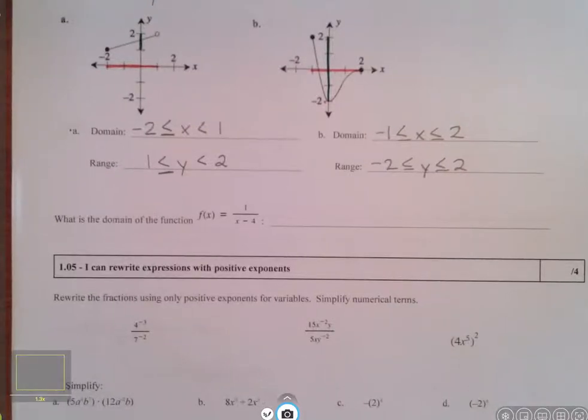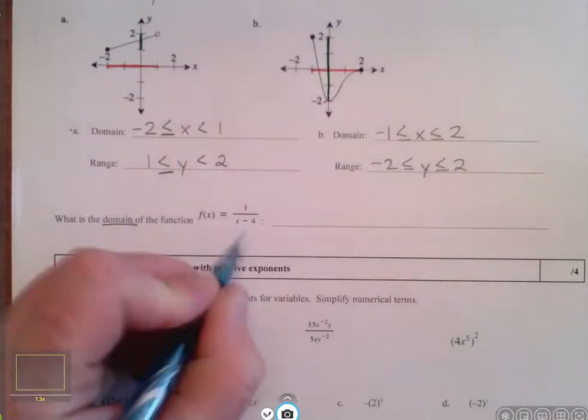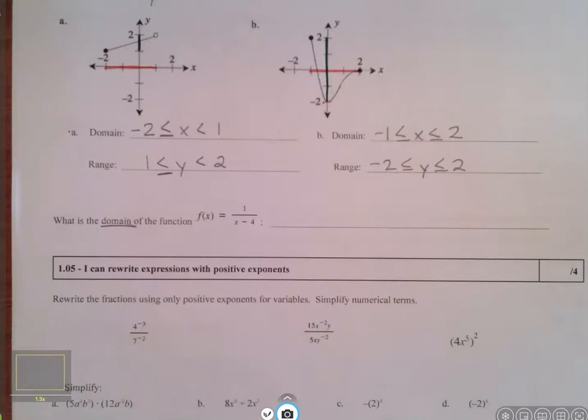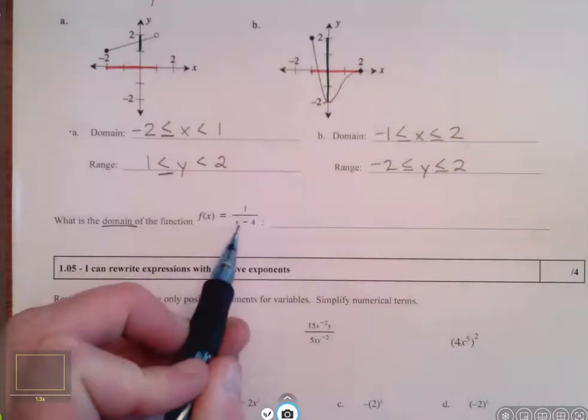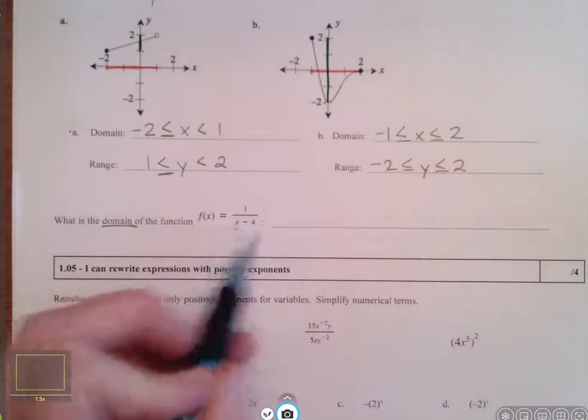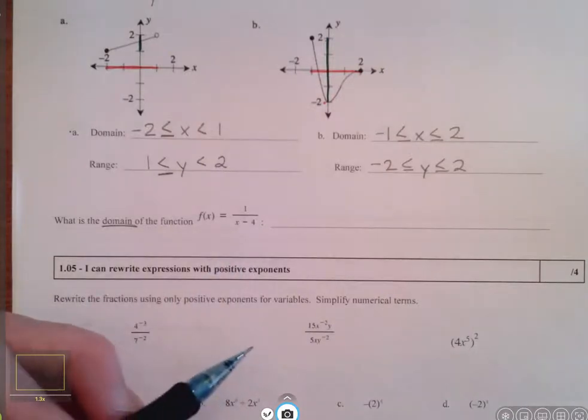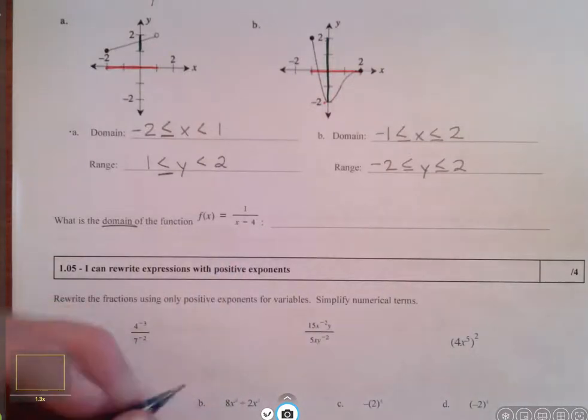Now, a little trickier. What is the domain of this function? So we're looking for x values that are not included. And remember, there's two types of functions where there's domain restrictions that we know of so far. We know square roots have to be greater than or equal to 0, right? And we know that if we have division, we cannot divide by 0. Those are the two functions we know of so far that have domain restrictions.